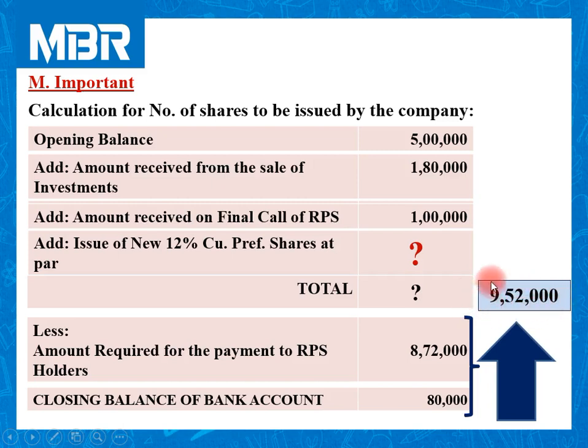So the figure of 9,52,000 is nothing more than the total of these two items. Then we have the figure of receipts. So far we have received rupees 7,80,000: 5 lakhs as opening balance, 1,80,000 by selling our investment, and a final call of rupees 1 lakh. In this way, we have received rupees 7,80,000.